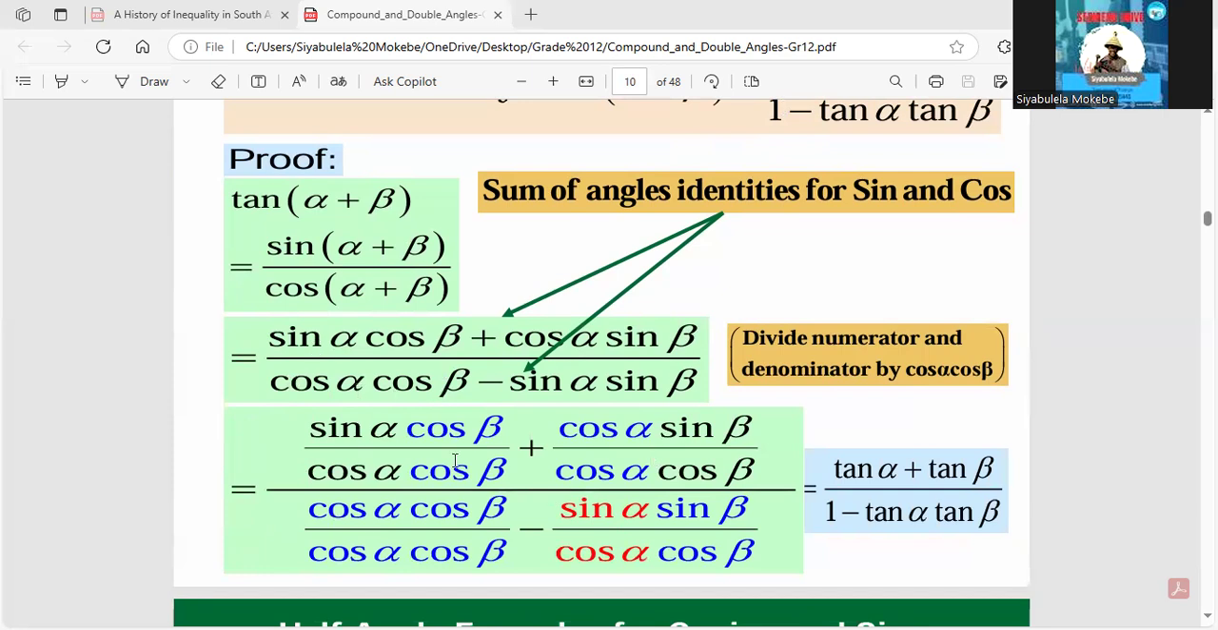And so if we do that and we simplify, you can see cos beta and cos beta cancel out. Cos alpha cancels out. And then cos alpha cos beta over cos alpha cos beta will cancel out. And then here, sine alpha over cos alpha will give us tan alpha. Sine beta over cos beta gives us tan beta.